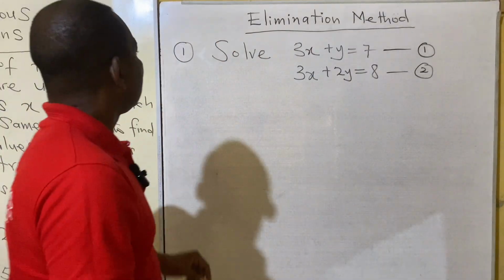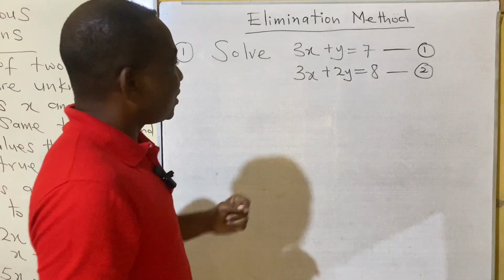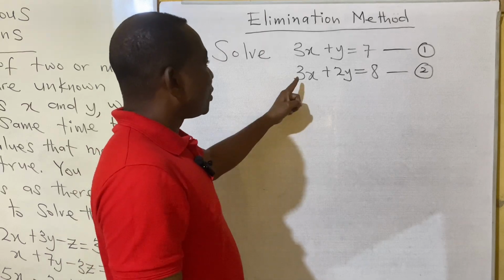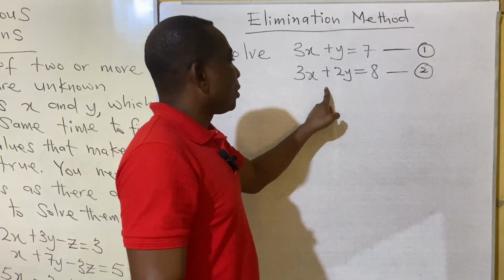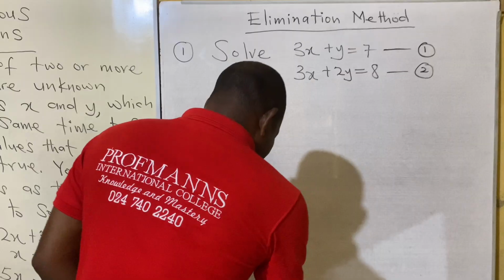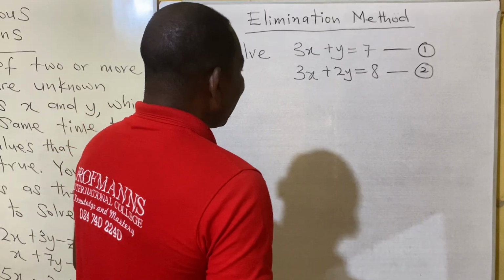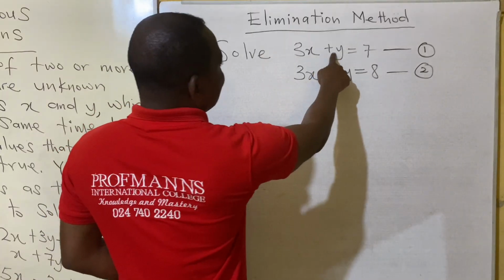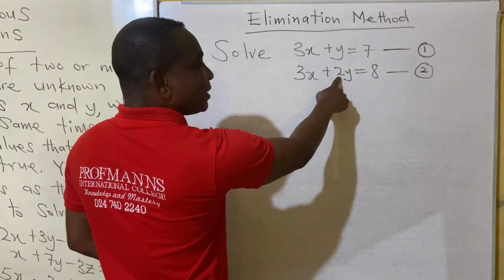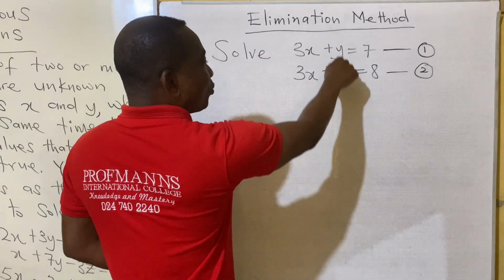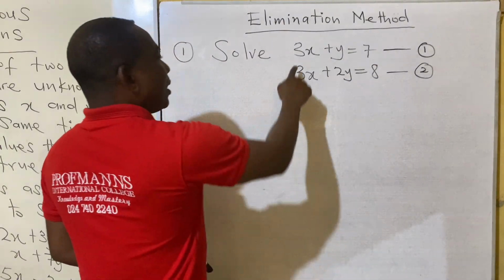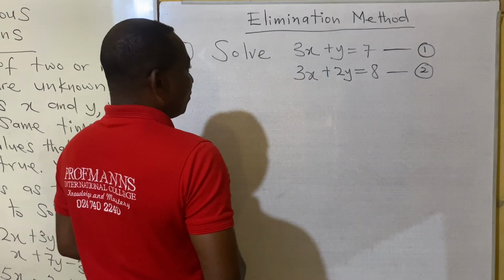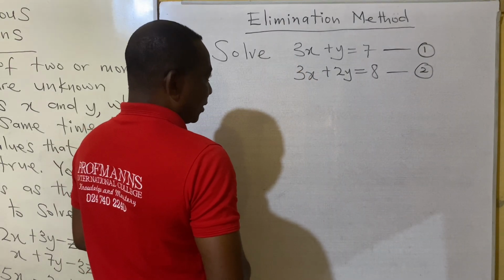Elimination method. 1. Solve this simultaneous equation. So we first of all have to label the equation: equation 1, equation 2. In elimination, you eliminate the variable with the same coefficient. Here the coefficient is 1. The coefficient here is 2. So we cannot readily eliminate y. Let's look at x. The coefficients are 3, 3. They are the same. So we can eliminate x.